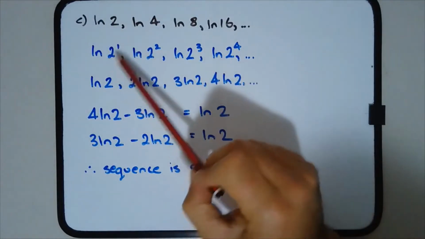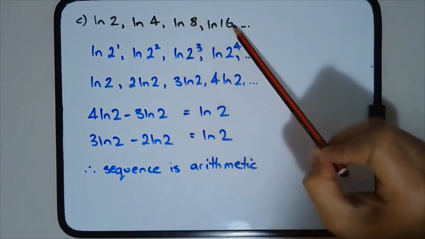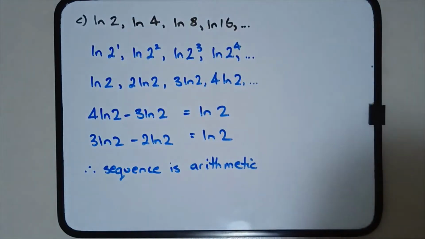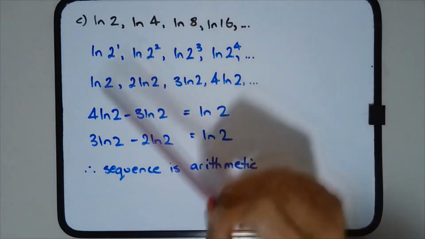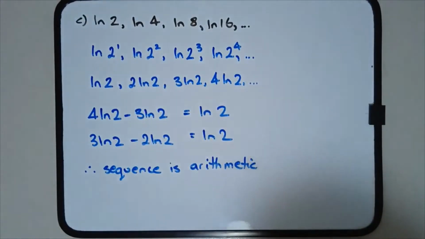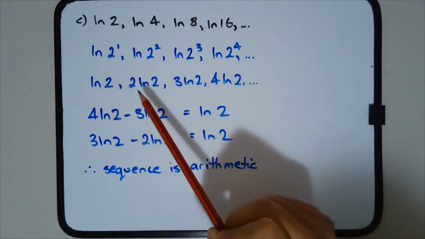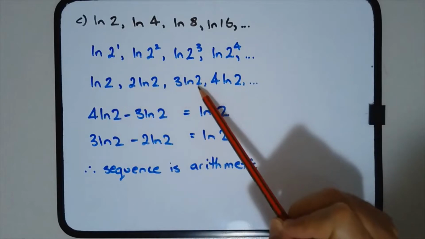So 2 is 2 to the power of 1, 4 is 2 to the power of 2, 8 is 2 cubed, and 16 is 2 to the power of 4, of course, and so on. And applying log law number 3, where we take the index and bring it out to the front, this sequence can be rewritten as ln of 2, 2 ln of 2, 3 ln of 2, 4 ln of 2, and so on.